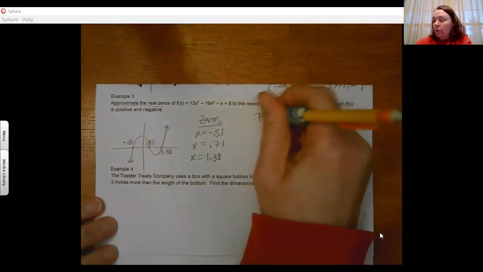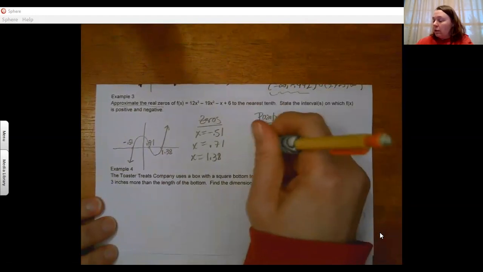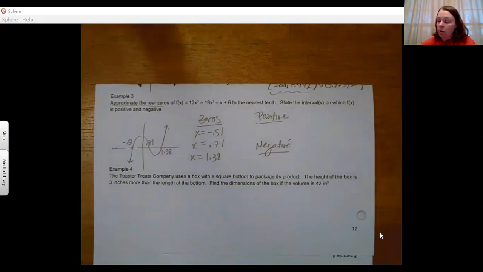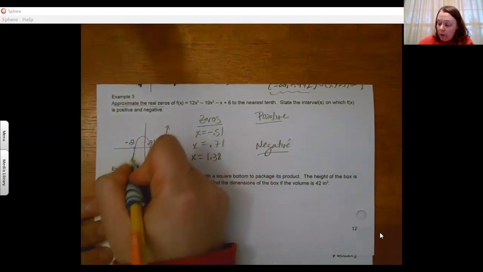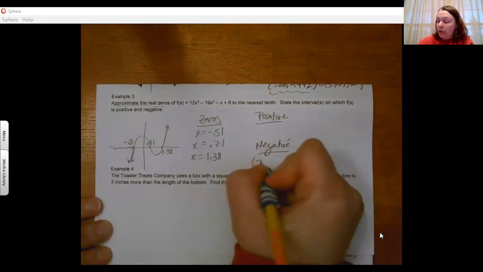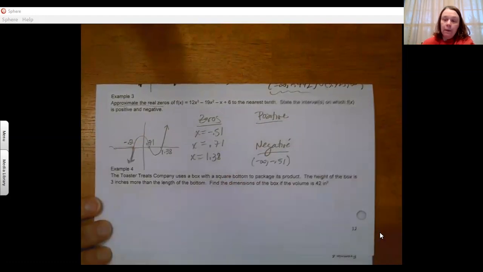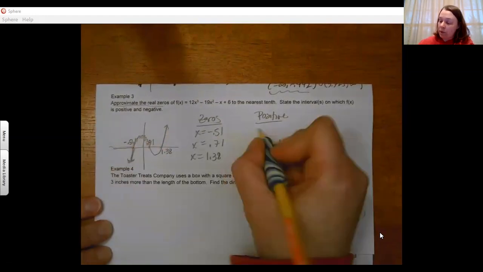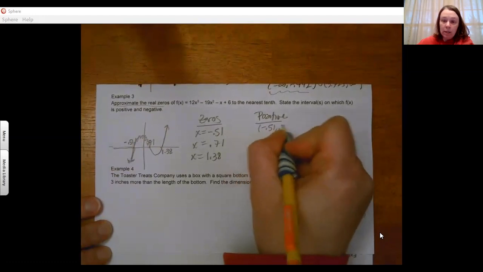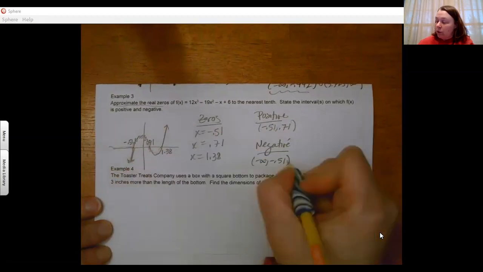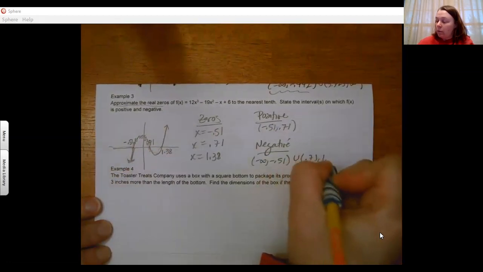Okay, and then we want our intervals when it's positive and negative. So if I were to trace the graph, starting out, this is negative. The y values are negative here. I want to describe the x values for which the y values are negative. So it's all of these guys here, from negative infinity to negative 0.51. Then here, those y values are positive, so negative 0.51 to 0.71. Negative here to here, so 0.71 to 1.38.